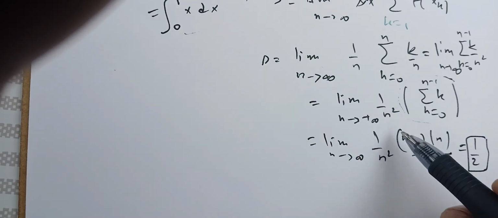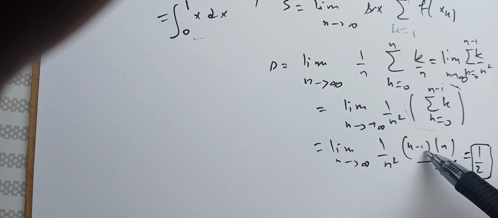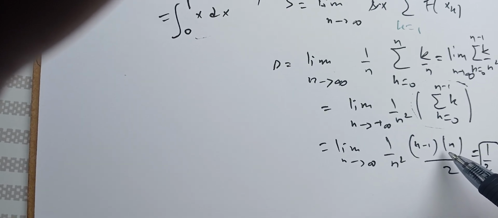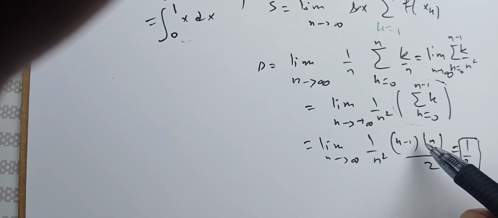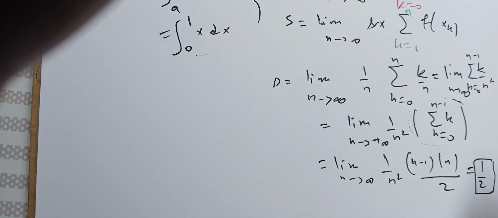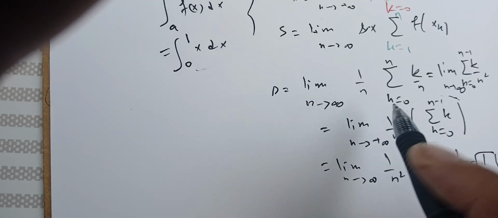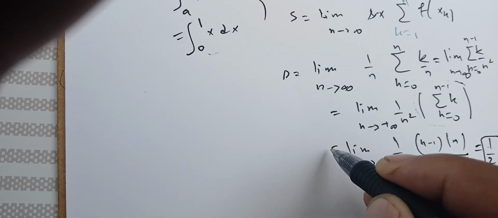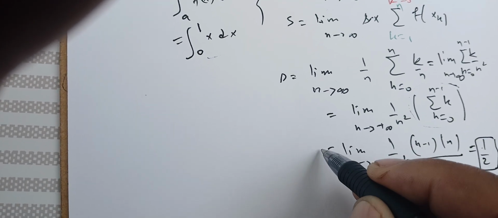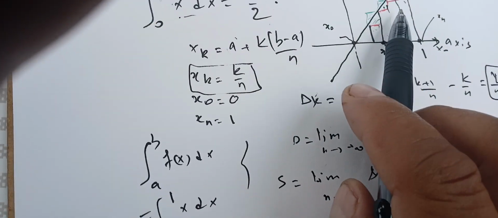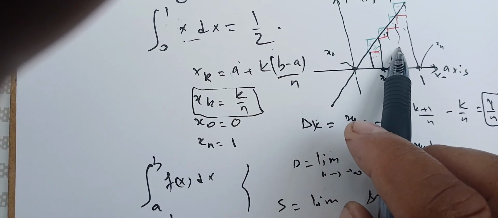Treat this n times (n minus 1) as a function of order x squared, over x squared, which is 1. With this half, it's going to be 1/2. Okay, next, this is the small s. So the small s is 1/2. That means the area of the sum of the small rectangles is 1/2.